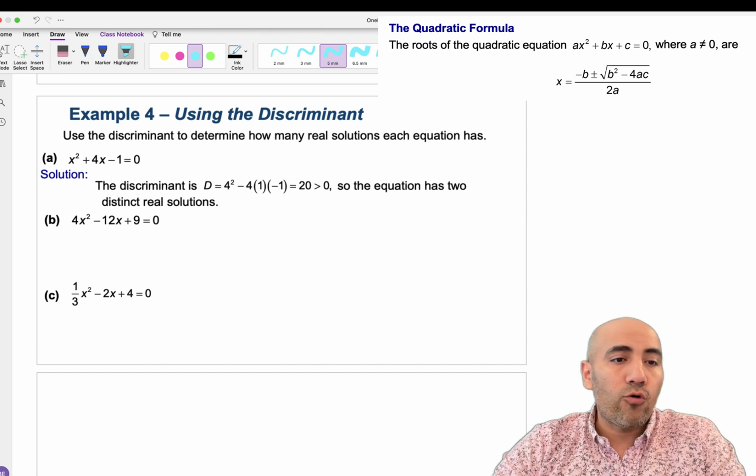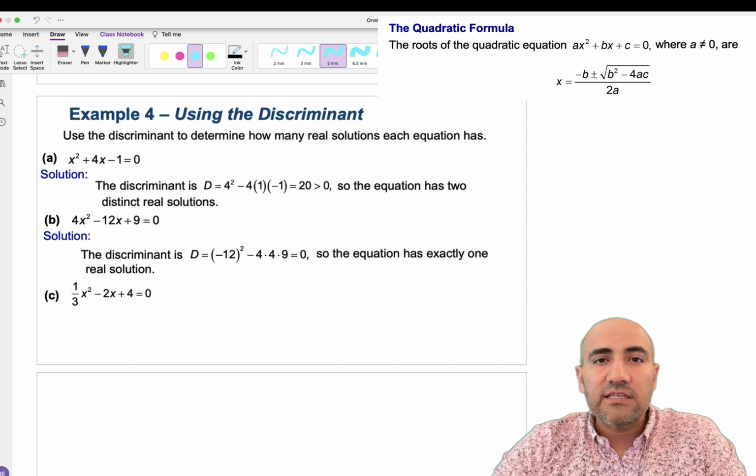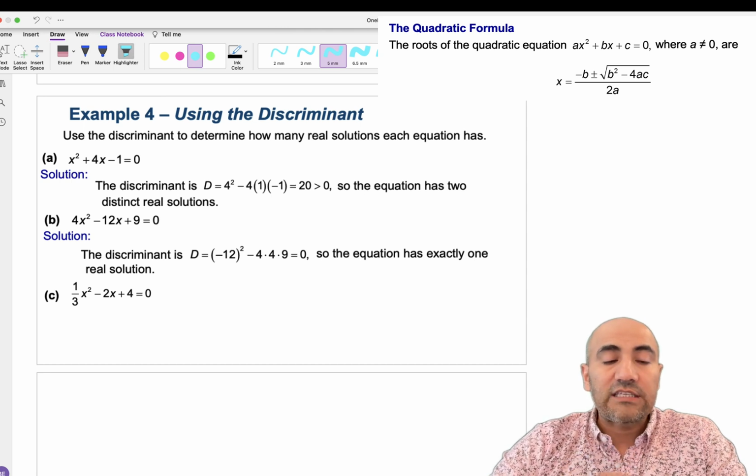For the next one, we have 4x squared minus 12x plus 9 equals 0. So again, this fits the standard form of a quadratic where a is equal to 4, b is equal to -12, and c is equal to 9. Again, we just plug it into our little formula for the discriminant, and we get -12 squared minus 4 times 9 times 4, which gives us 0, just like in the example above. And so therefore, we can expect only one real number solution to exist. Again, we didn't really find the solution, we just know that there's going to be one solution.